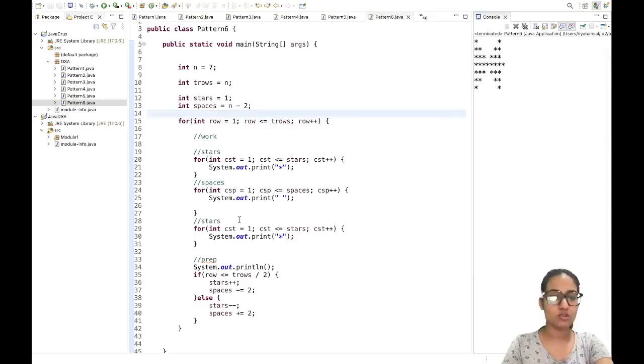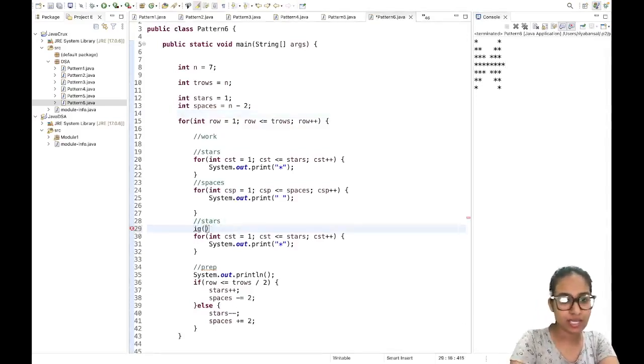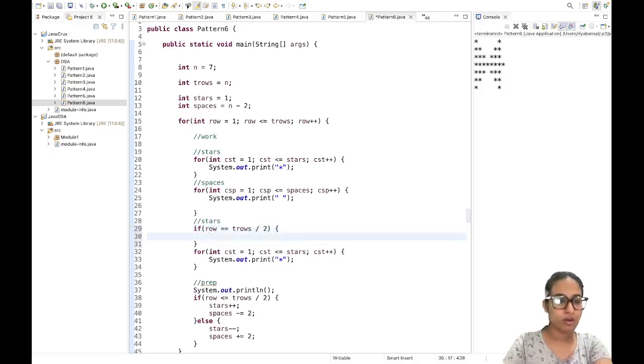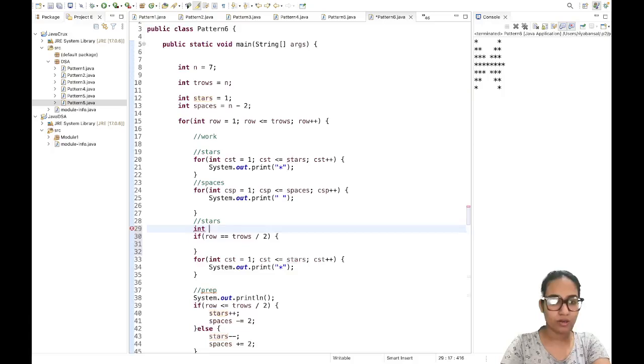So for solving this situation, what you could do is say that if you are right at the middle row, then what you do is you have to print these stars. Here let's say you do S stars, that means the second stars that you have to print. Whatever the stars value is, you always print that many stars only.